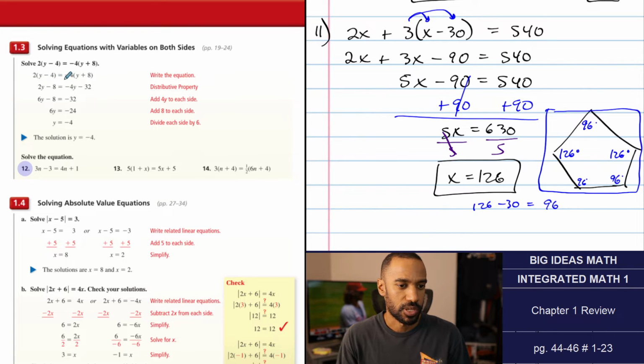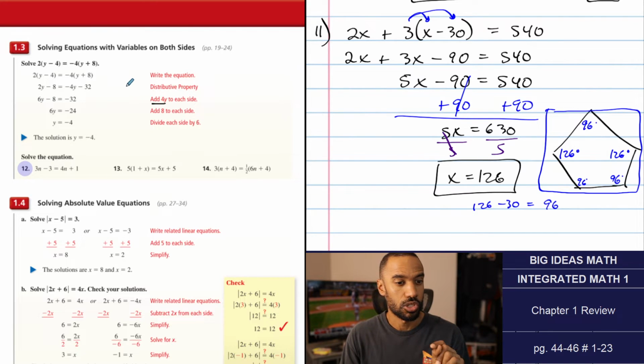Now, there are y's on both sides of the equation. 2y here, negative 4y here. Suddenly, 2y turns into 6y. How come? Well, same reason as the negative 4y went away. They added 4y to both sides. Negative 4y plus 4y is 0, and added it over here. Could we have subtracted 2y from the right side of the equation?